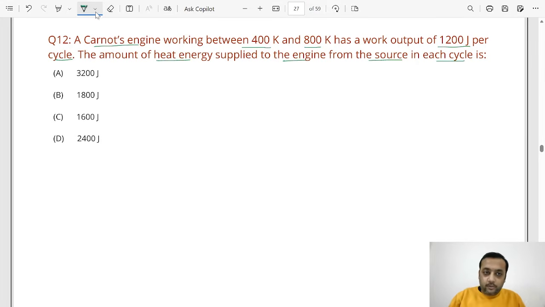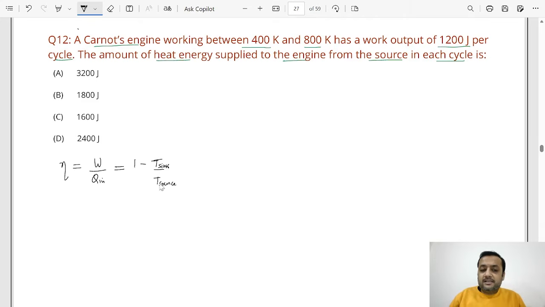Guys, pray to God that you get a question on Carnot engine, because generally it will be a formula based question. You know that the efficiency of any engine, not just Carnot, can be written as work done upon heat input. This formula you can use for any engine. And for a Carnot engine, the efficiency can also be written as 1 minus T of sink divided by T of source.